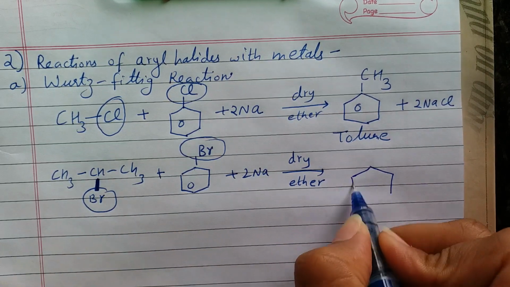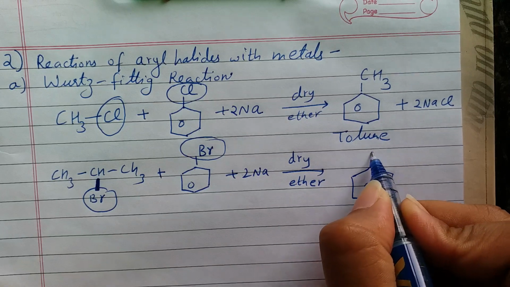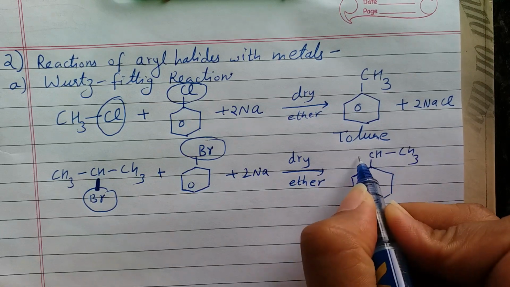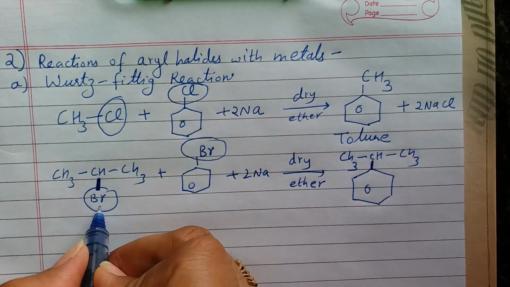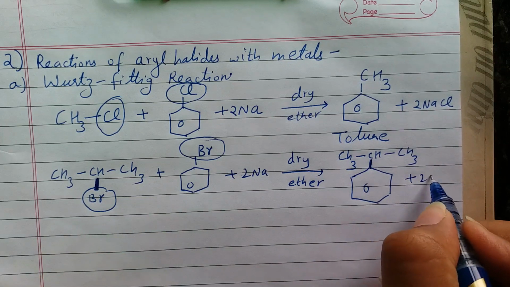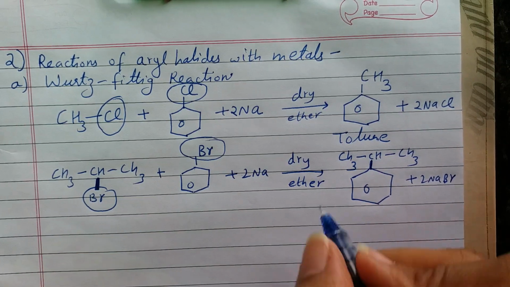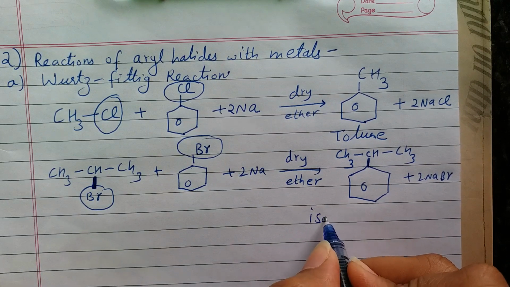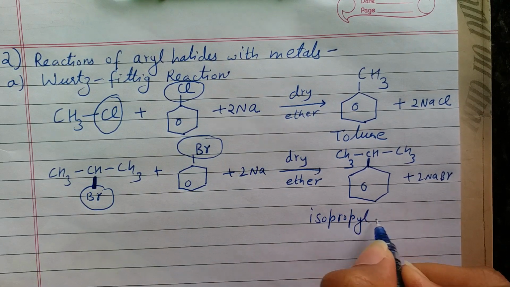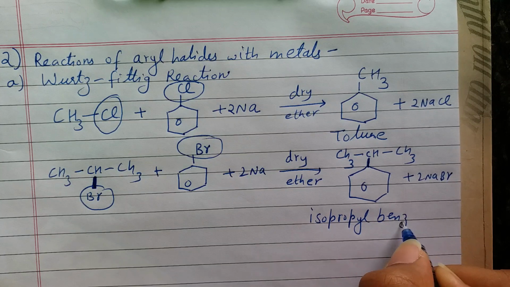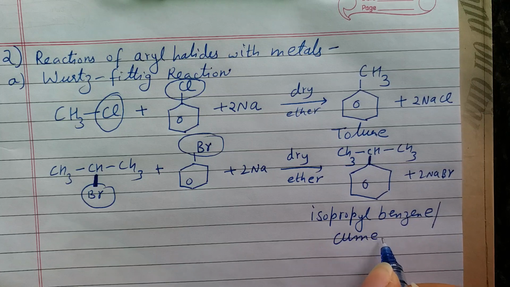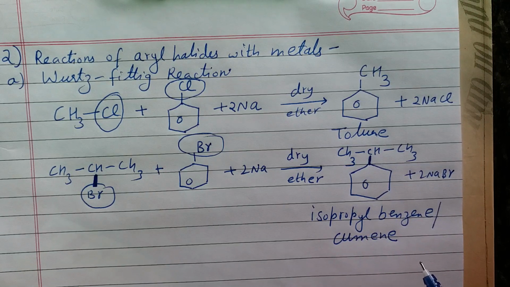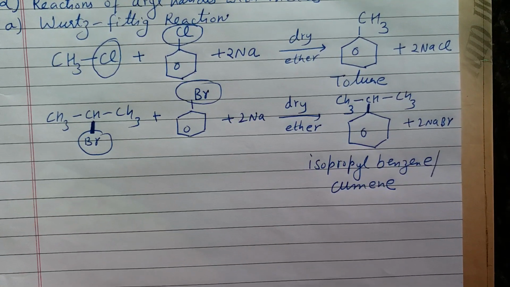So the compound you will get is benzene with an isopropyl group, which is CH3CHCH3. See, linkage has taken place from the center carbon, the same from which the halogen was removed, and you get the usual byproduct NaBr. So what is this compound? This compound is isopropyl benzene. Isopropyl benzene in the common system is also known by the name cumene. So what we have prepared is isopropyl benzene or cumene. So these were two examples of the Wurtz-Fittig reaction.